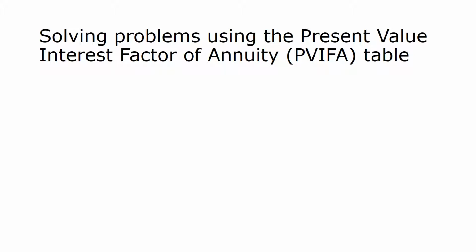The third and final part of this video is on solving problems using the present value interest factor of an annuity table. This is the table you have at the back of your book probably. But before we get started, you have to make sure that you are using the correct table. So read the title carefully, because you might have a future value table, a future value of an annuity table, and so on. So go to the present value of an ordinary annuity table.